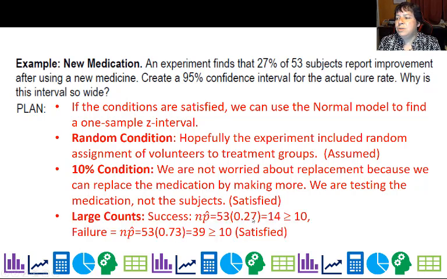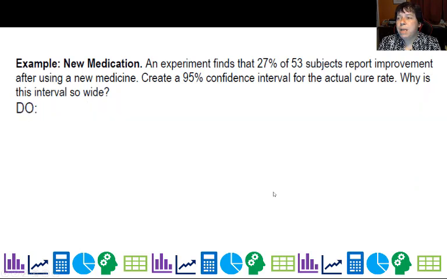Large counts. Well, our successes are 27% of 53, that's 14. That's greater than or equal to 10. And I could say 53 minus 14 is 39, or I could do the q there. But that's also greater than or equal to 10. So all three of our conditions are satisfied. Now we're going to go ahead and do the calculation. Remember, you will see this on your math chart, so that will be our inspiration.